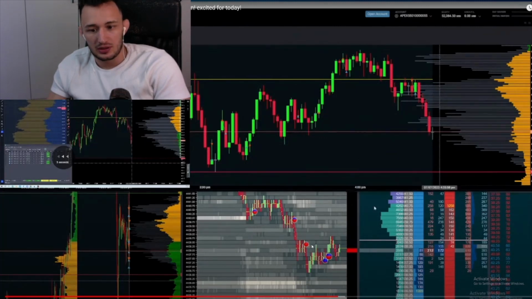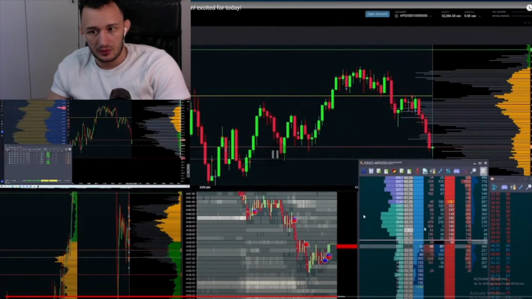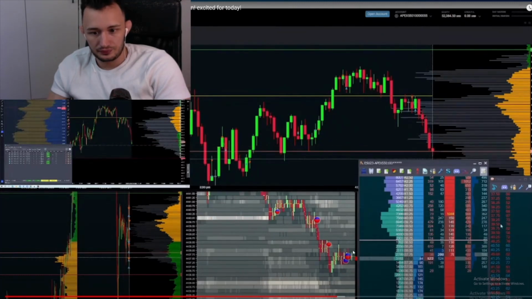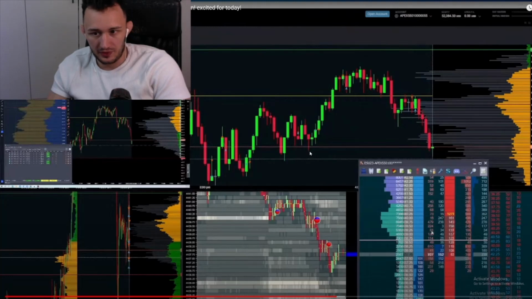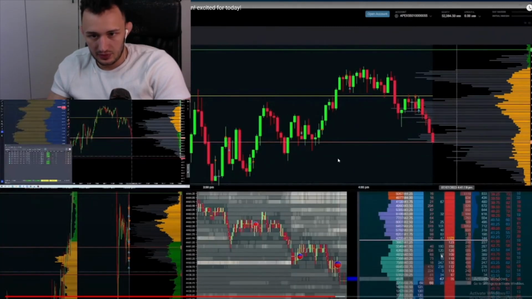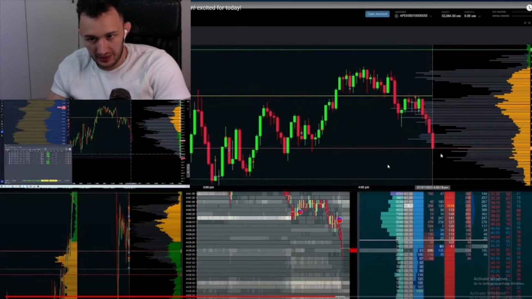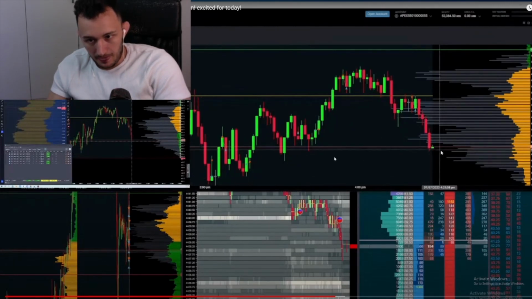Let's see if this actually happened here. Once we get this break here of this pivot, I guess. So let's rewind this. Okay, so we're coming into this pivot here.